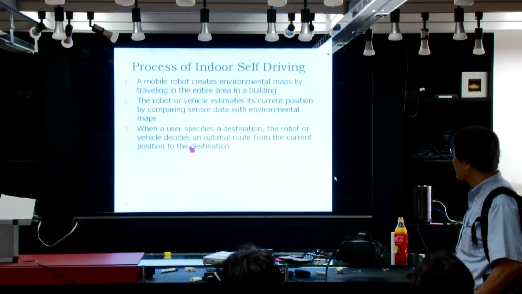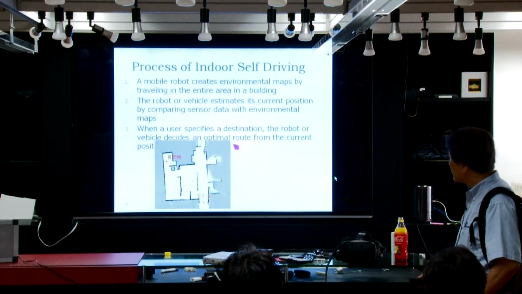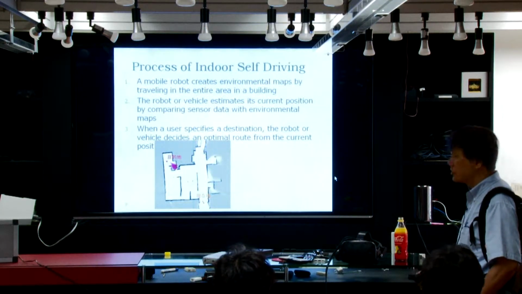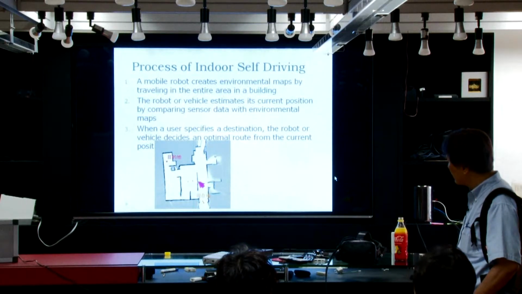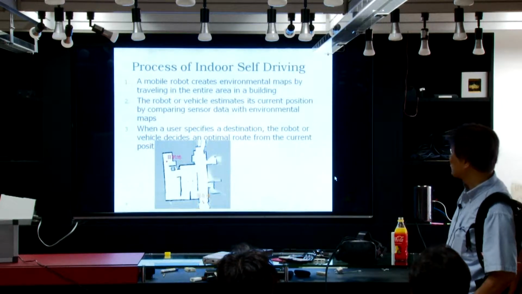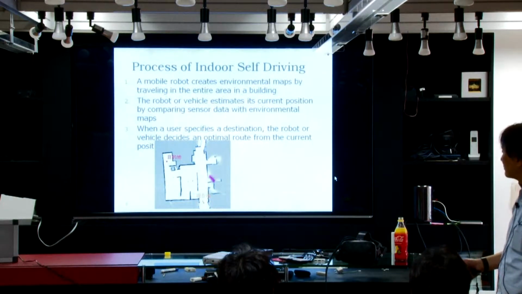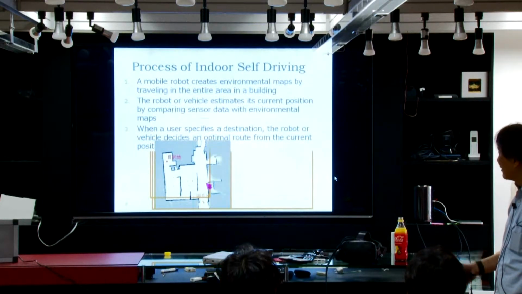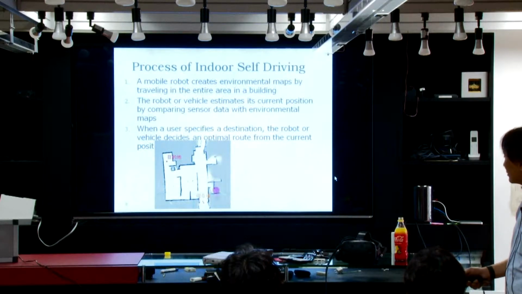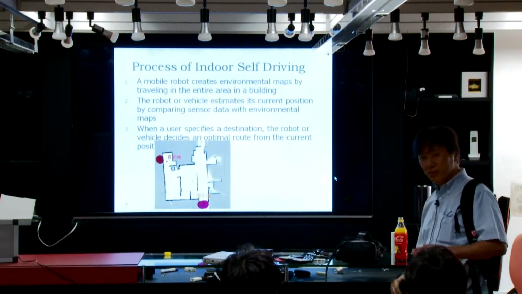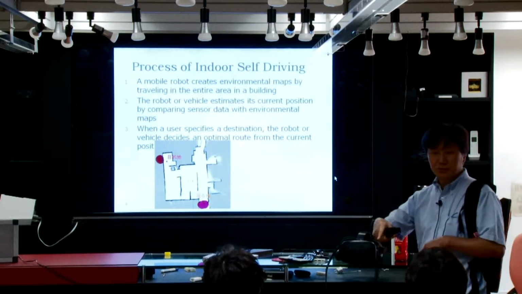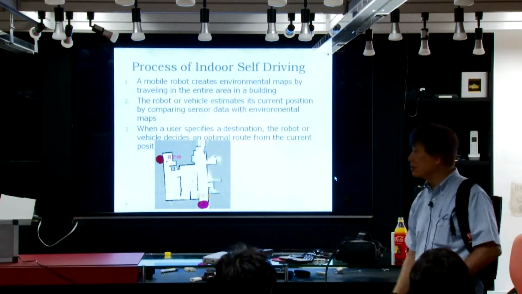Then the user specifies the destination of the robot. Here is the current position, and here is the destination. So then the system should make a route, an optimal route from the current position to the destination.